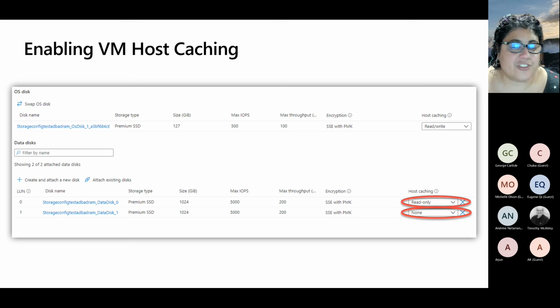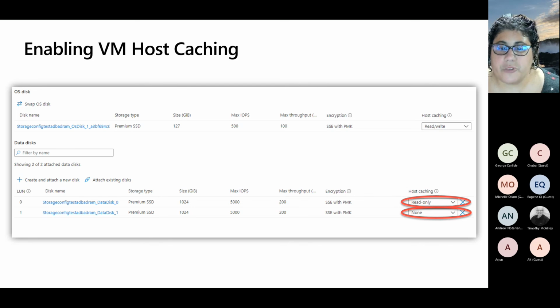So host caching is configured at the disk level, and you set it here. It says host caching, and you can set it to read only, read write, or none. Your OS disk is automatically going to go read write, which is fine. You can just leave that alone. But for your disks, you want to make sure your data disks are set to read only cache, and your log disk is set to none.